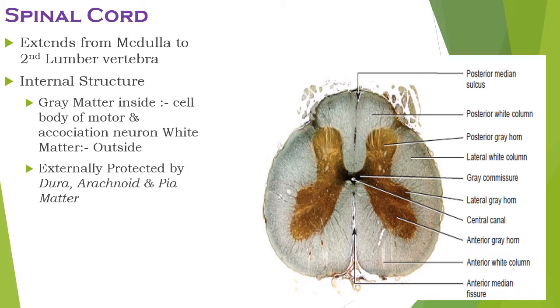The covering of the brain continues in the spinal cord as well. Outermost is dura, middle is arachnoid and innermost is pia mater. Again, the fluid present between the meninges is also the same, that is CSF. Now, what is the actual function of the spinal cord? Student, the spinal cord performs the function of controlling reflex.